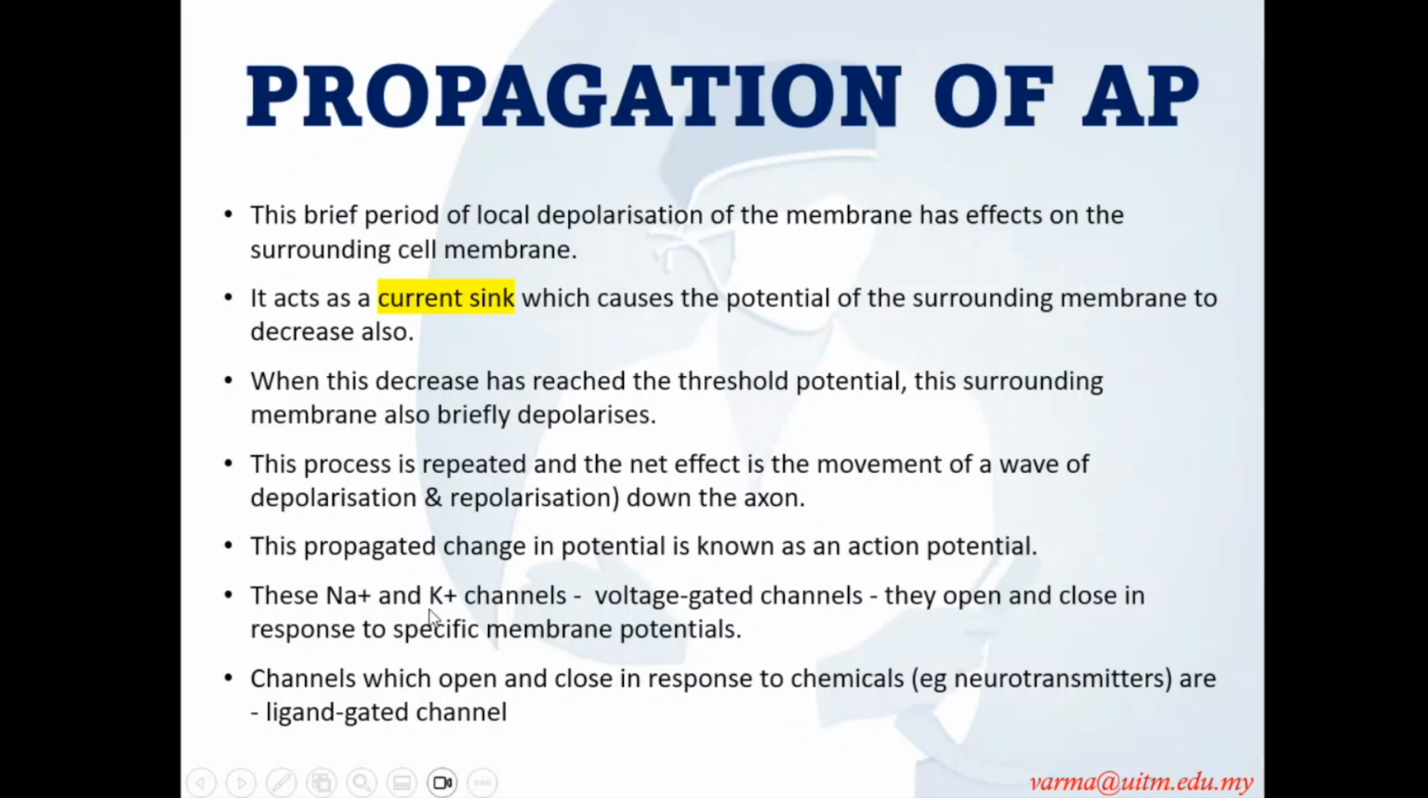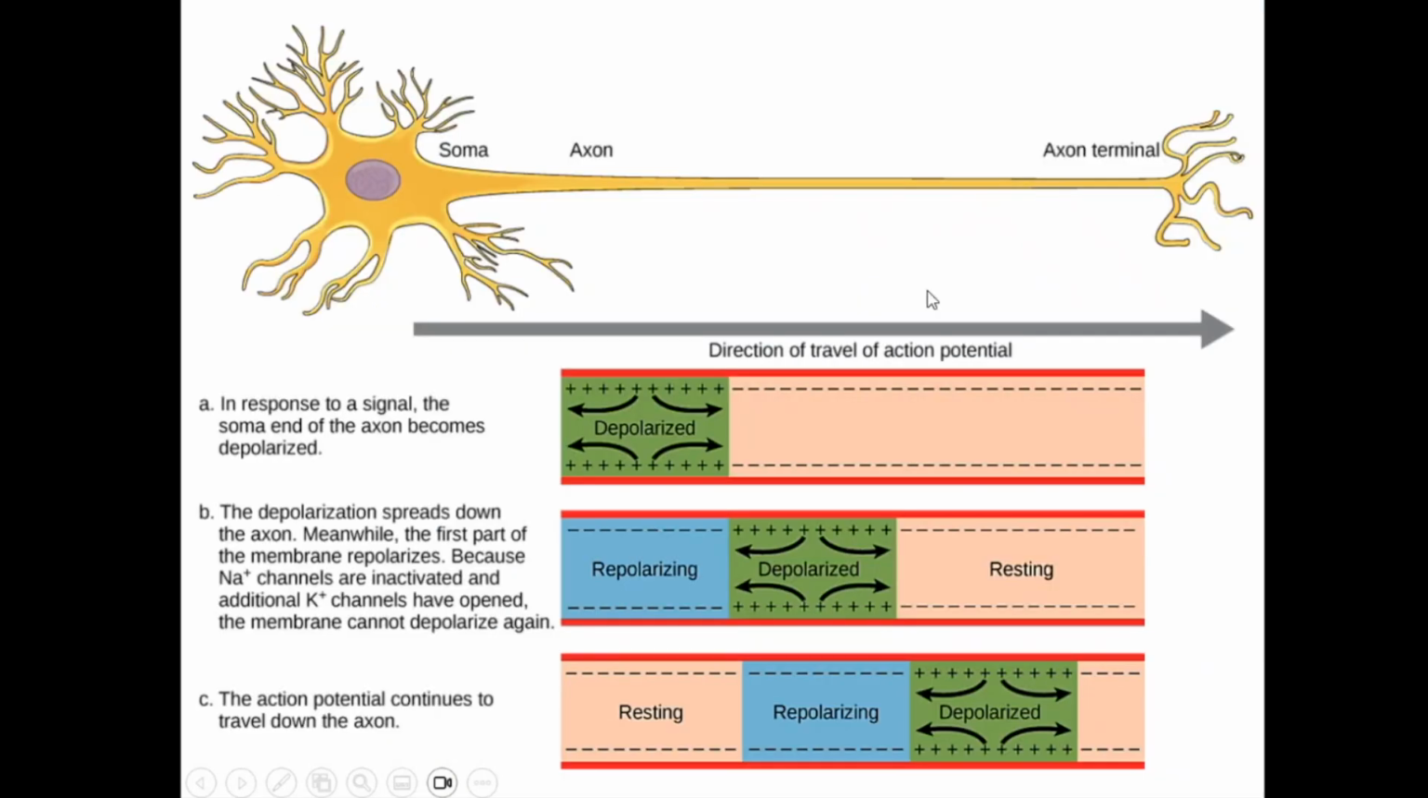Sodium and potassium channels are voltage gated channels; they open and close in response to specific membrane potentials. Channels which open and close in response to chemicals, neurotransmitters, are ligand gated. These are different. So these are voltage gated. Here we are talking about voltage gated channels, whereas when you have acetylcholine or norepinephrine, there's a ligand gated channel. Just to highlight this. This is how the propagation works.